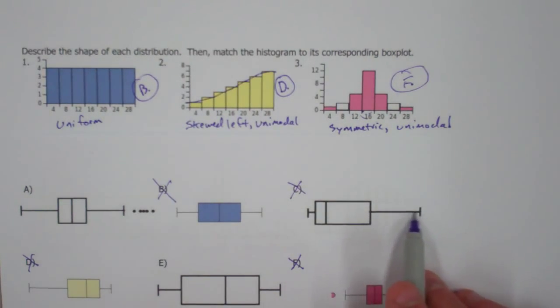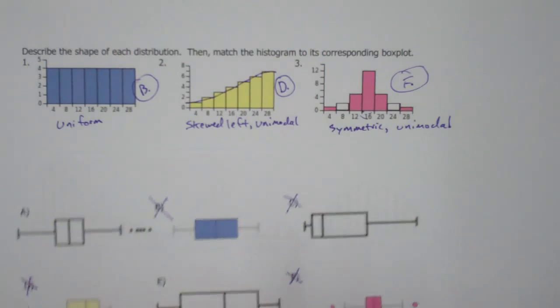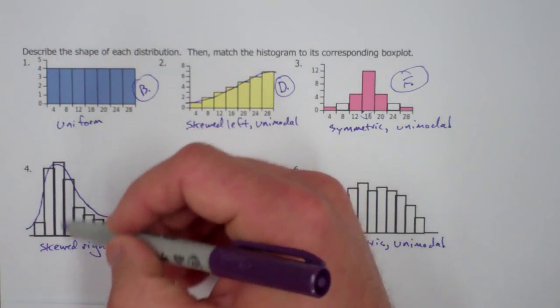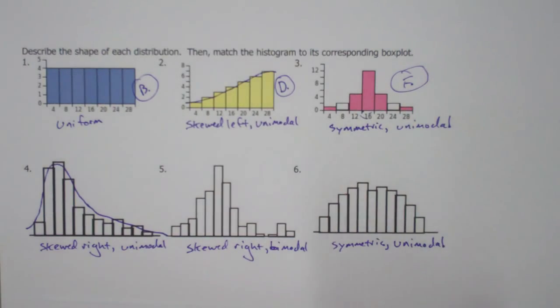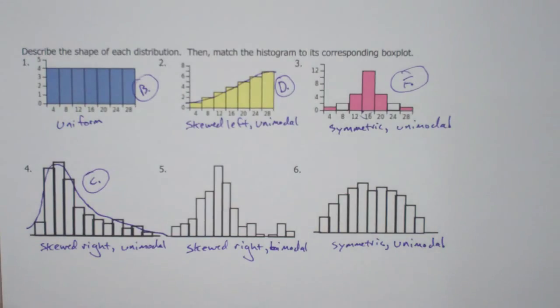C here has a long tail to the right. There's really no outliers over here. The median is all the way over here on the left-hand side, corresponding to where most of the data is, so the median would split the data into two equal halves. So I think this one here is going to be C.